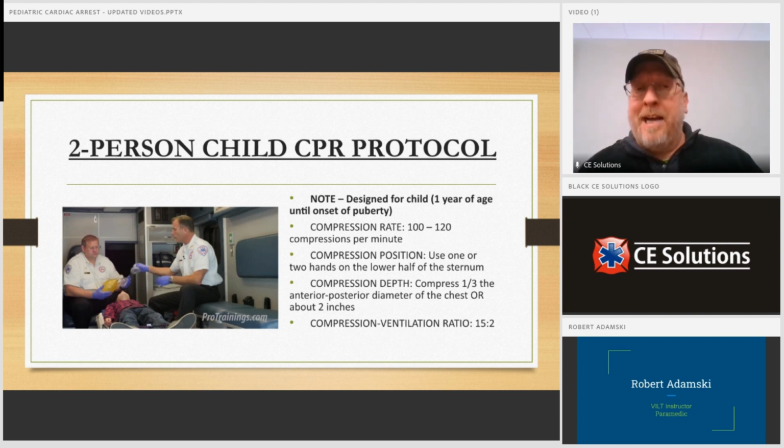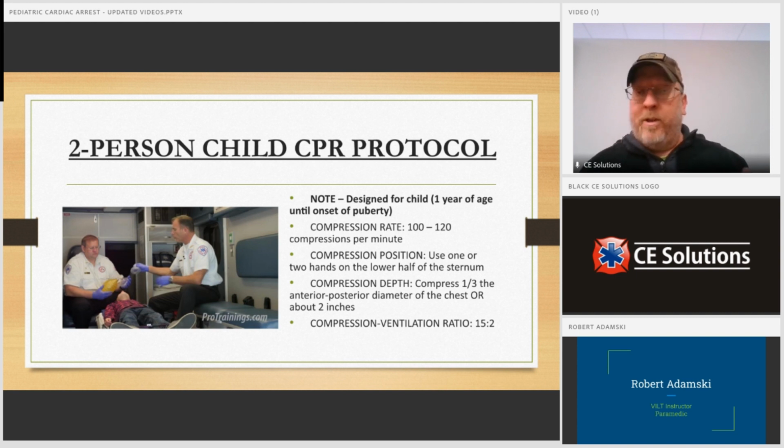Our compression depth has also not changed. You're going to compress the chest 1/3 of the anterior posterior diameter of the chest, or about 2 inches. Finally, the one difference between one person and two-person child CPR is that the compression ventilation ratio does change. One person child CPR, the compression ventilation ratio was 30:2. The two-person child CPR protocol is for the compression ventilation ratio to be 15:2.